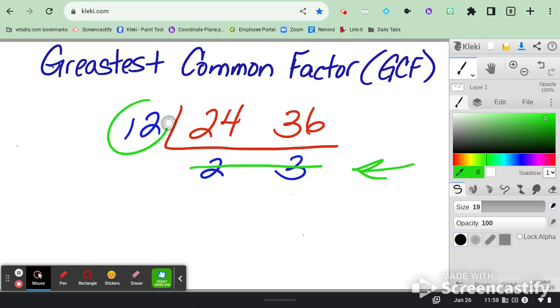So my greatest common factor, if you notice, I again came up with 12, and I had less steps because I used a larger number that they had in common. Okay?